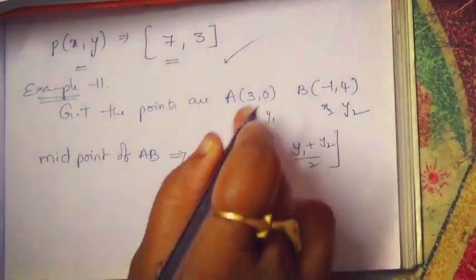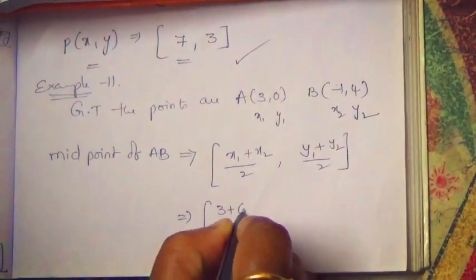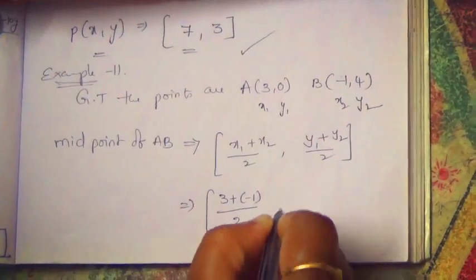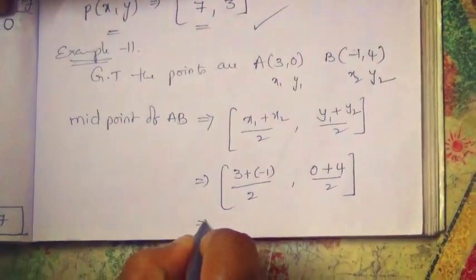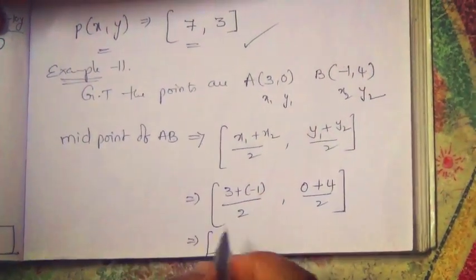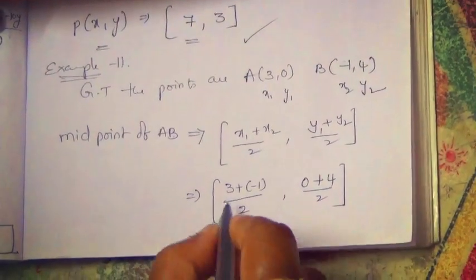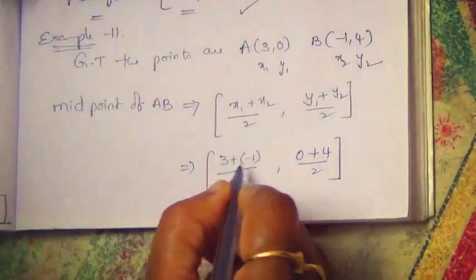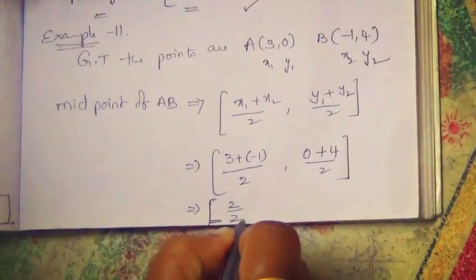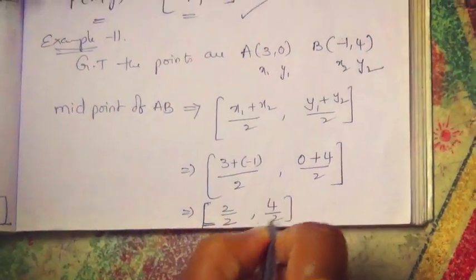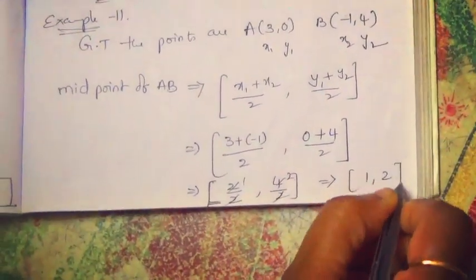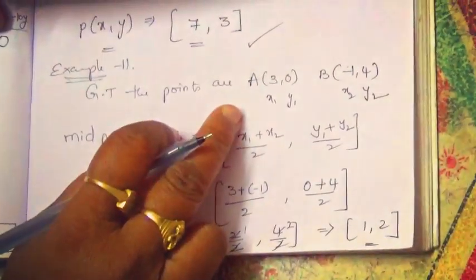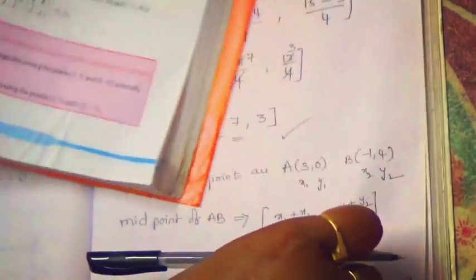That implies 3 plus of minus 1 by 2, 0 plus 4 by 2. That implies 3 minus 1, 2 by 2, 4 by 2. After cancellation it becomes 1, 2. It is the midpoint of these points. Okay, here we finished this second one, that is example 11.